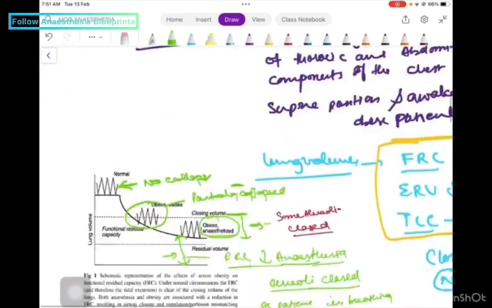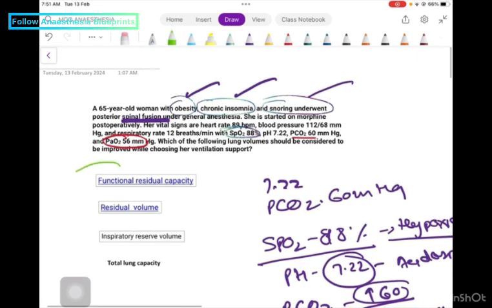So what is our answer? In this answer we have to see functional residual capacity. Mechanical ventilation will target this volume to improve respiratory complications.